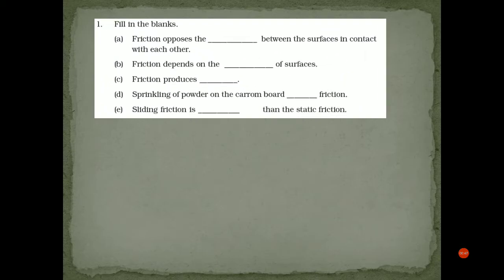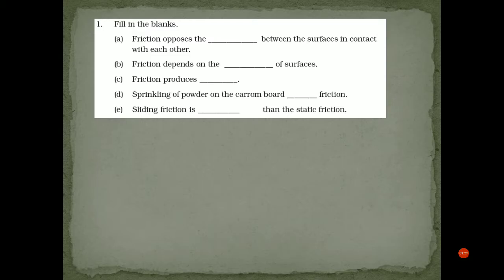So let's say the first question, which is fill in the blanks. Friction opposes the motion between the surfaces in contact with each other. Friction depends on the nature of the surface, right? Friction produces heat. Sprinkling of powder on the carom board reduces the friction.